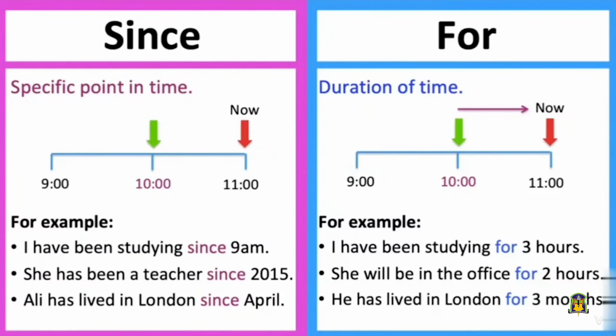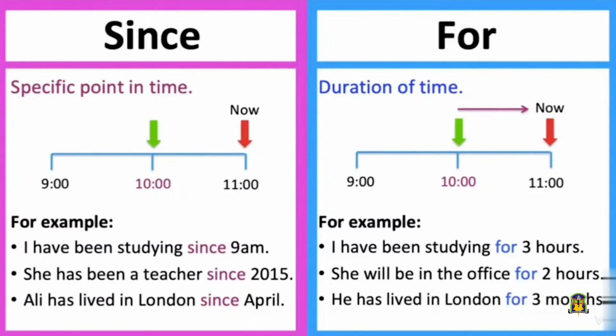But in the case of for, it shows the duration of time. So same example we can see. Suppose the rain starts at 10 o'clock and now it is 11 o'clock. So by using for, we can say it has been raining for 1 hour. In this case, it can be used in present, past and future.